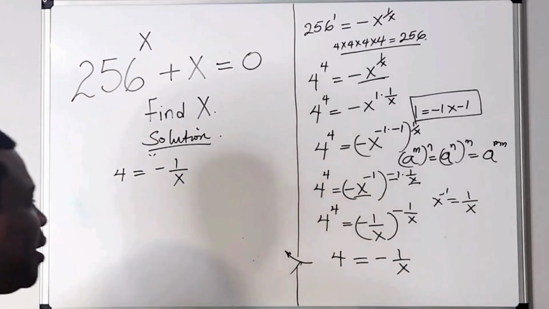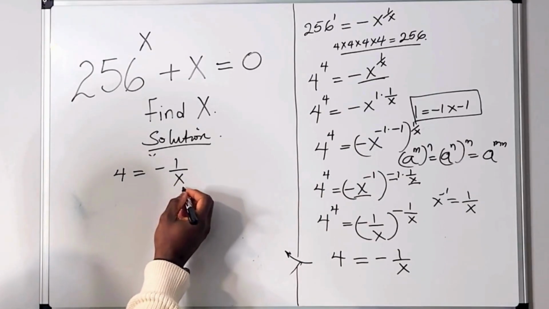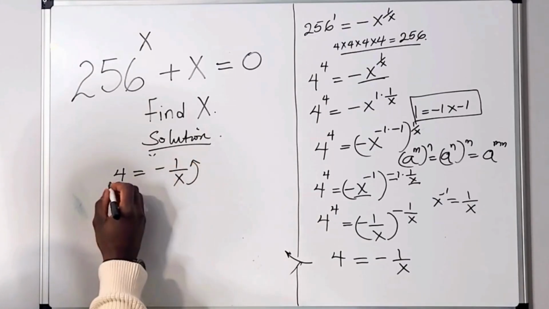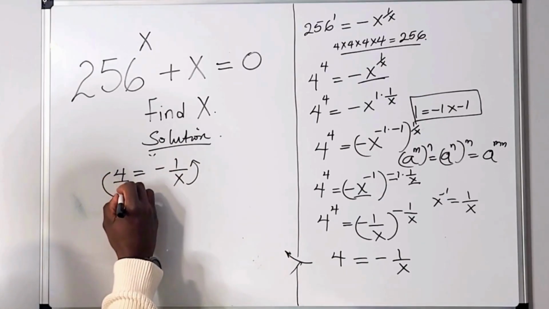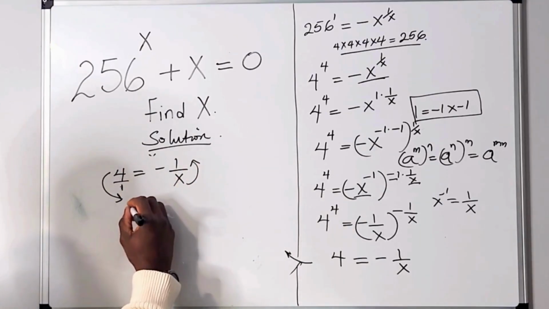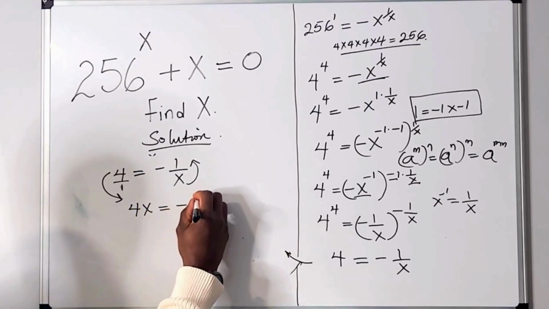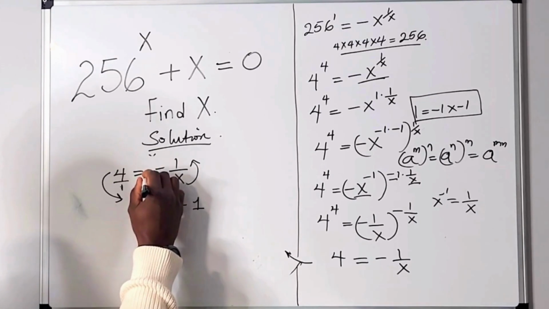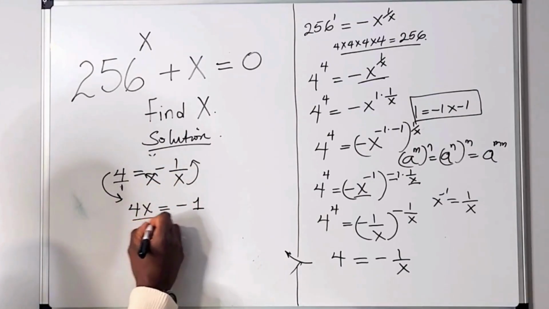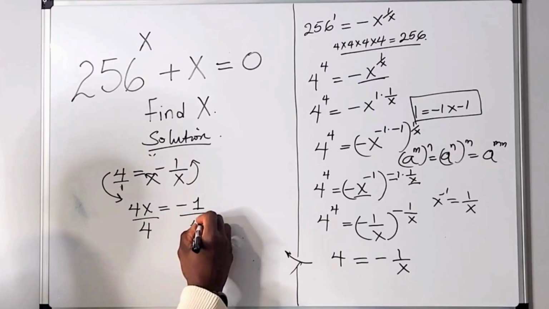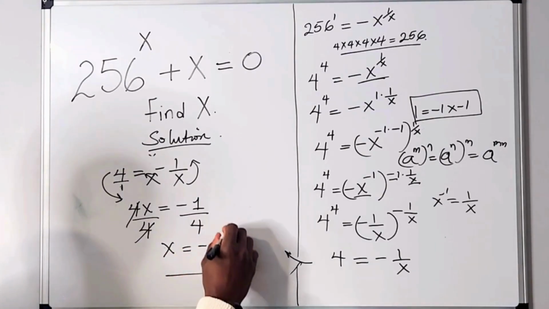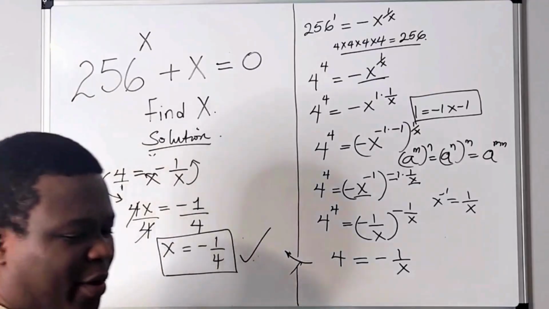Now we're supposed to find the value of x. We can cross multiply, or we can move x. If we move x to the top, this comes to the bottom. Okay? So we can do that, or we can just cross multiply. If we cross multiply, we have 4x equals minus 1, just to make things easy. 4 times x will give us 4x. 1 times minus 1 will give us minus 1. To find x, we divide by 4. Our x is equal to minus 1 over 4. And this is our answer.